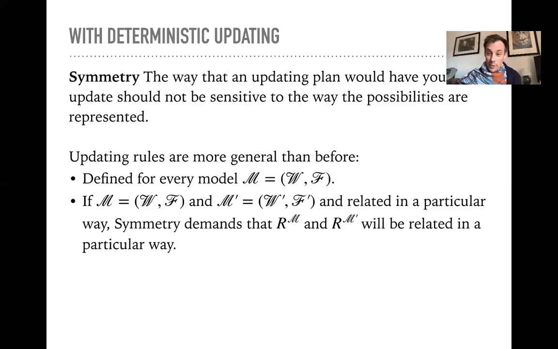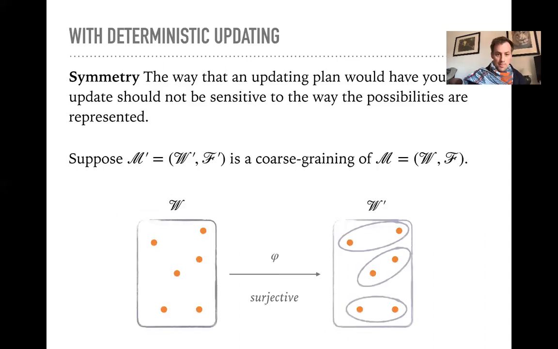Basically, what symmetry says is that what the updating rule tells you to do when you learn something, when it's represented within one model and when it's represented within a finer grained model, should essentially agree with one another. Okay, so that's what that says. So let's suppose that we have a situation where one of the models, M prime, which has a set of worlds, W prime and algebra F prime, is a coarse graining of the other model, M, which has a set of worlds, W and algebra F. And what that's going to mean essentially is just that there's some surjective function that takes the possible worlds in W onto the possible worlds in W prime. So one way of seeing this is really that the possible worlds in W prime are sets of possible worlds from W.